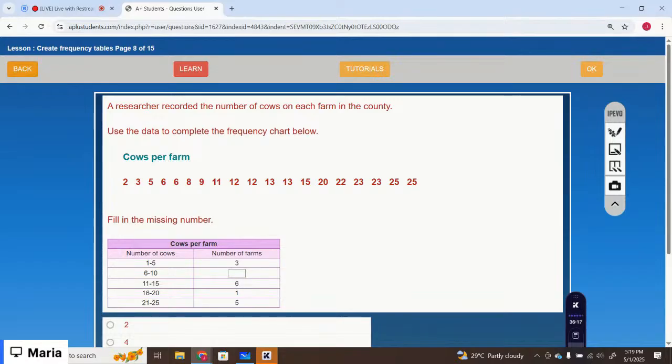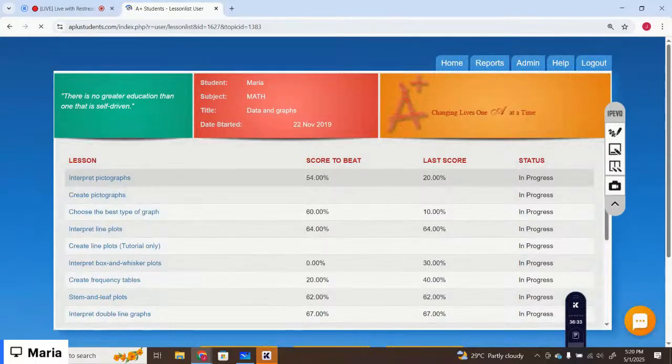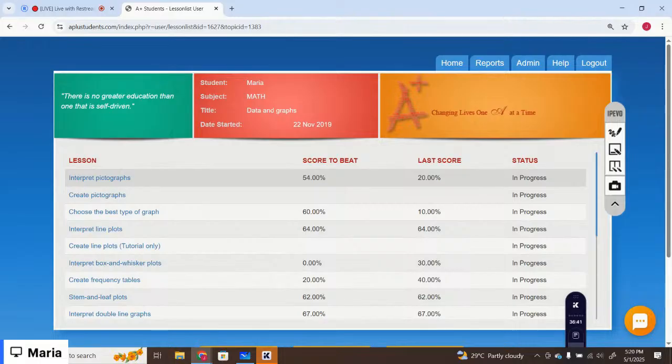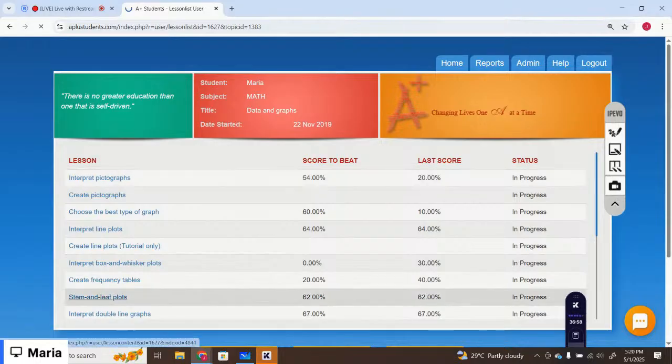Okay, you can complete the lesson by yourself here today. Let me just move on to the next lesson. The next lesson is stem and leaf plots.